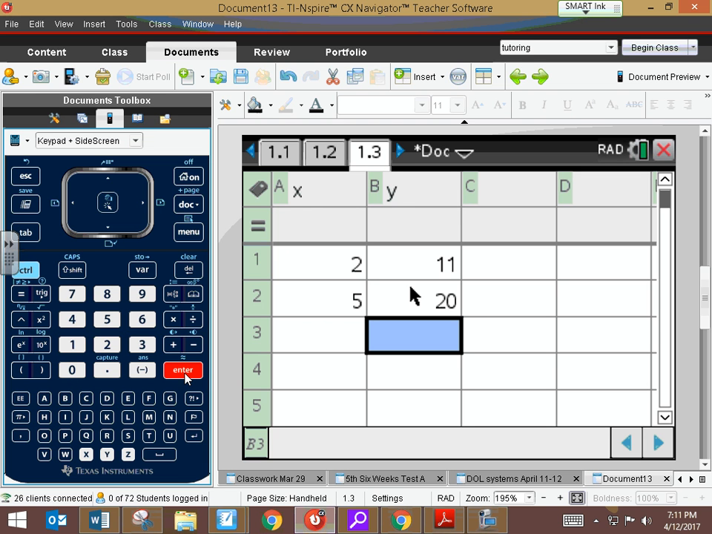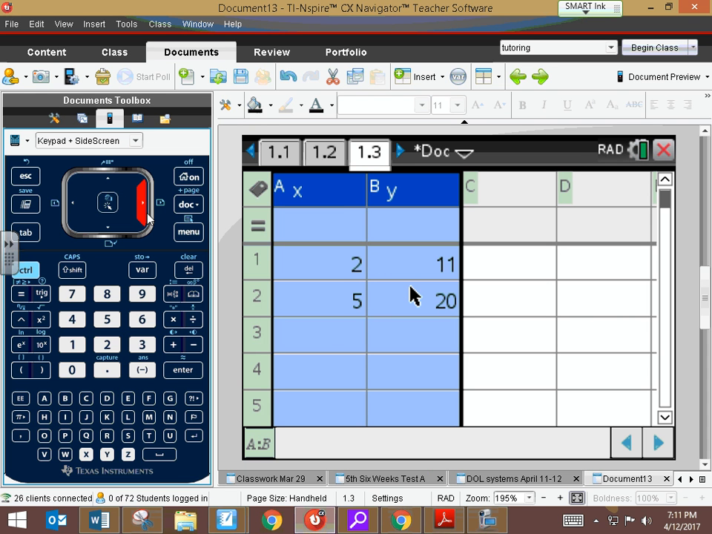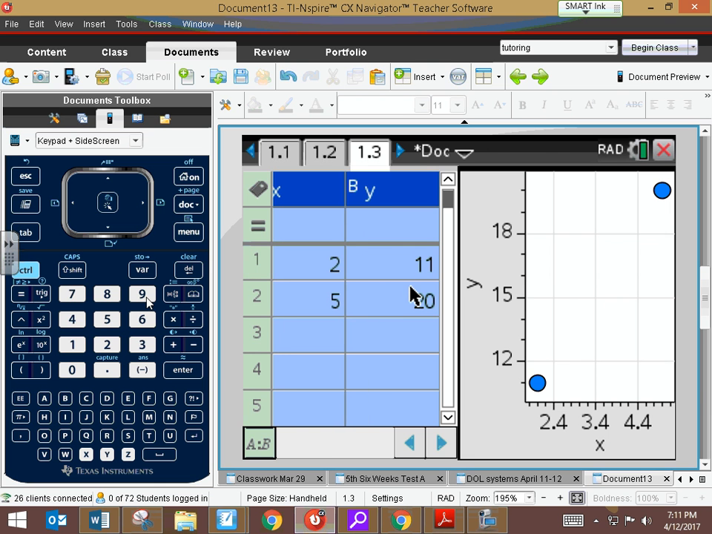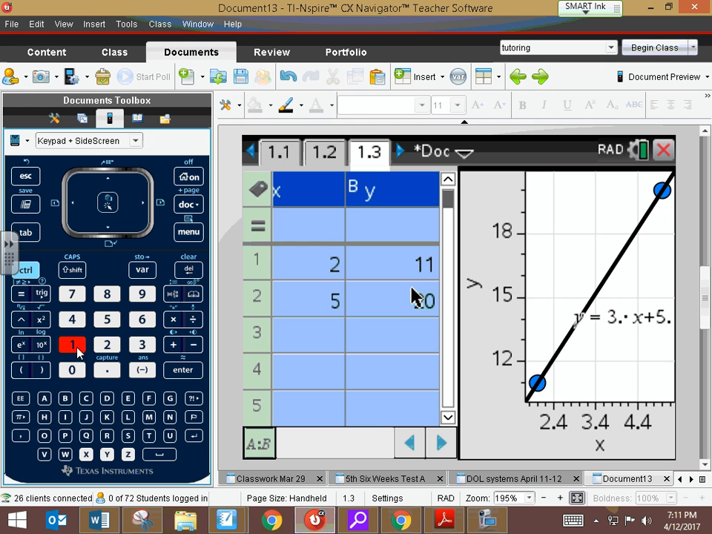And then all we have to do is go up, all the way up till it's highlighted. Hold down shift, press the right arrow button, then go menu 3, 9. After we do menu 3, 9, then we can go menu 4, 6, 1. And there's y equals 3x plus 5. So again, that's another way we learned how to do it in class.